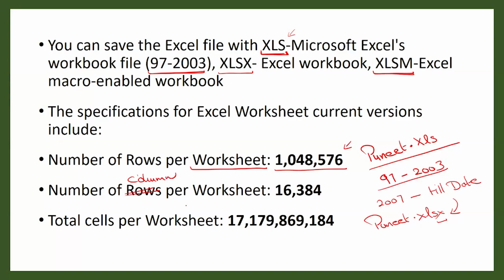Okay. So the number of columns per worksheet is 16,384. Now the total cells. You can multiply these numbers and you will get your result. The total number of cells is a very big number: 17 billion 179,869,184. So this many cells we get in a single worksheet, guys. We are talking about a single worksheet.